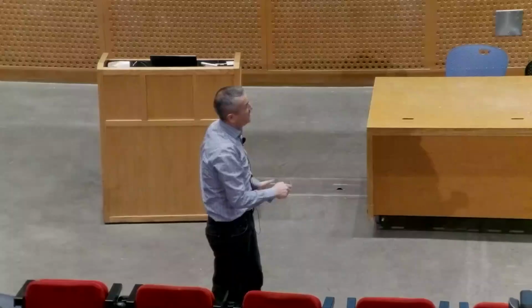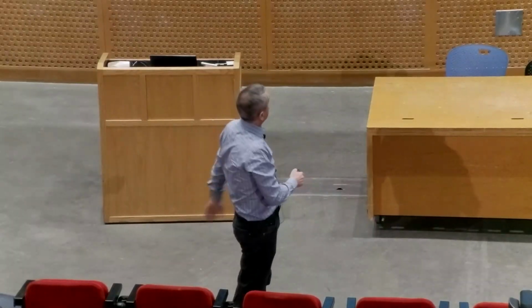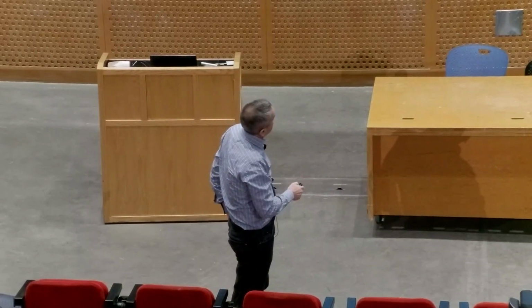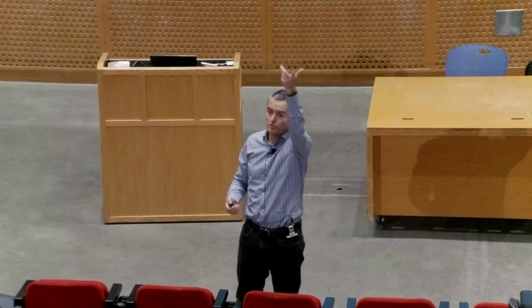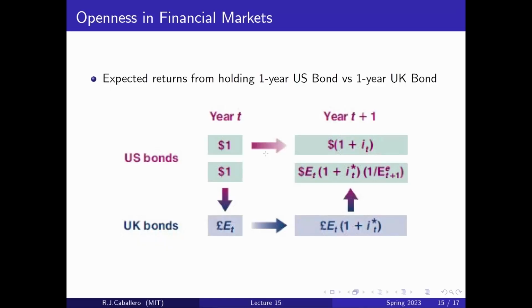And the best I can do here, we're not going to open forward markets or anything, is divide by the exchange rate next year to convert from pounds to dollars. I don't know the exchange rate of next year. So the best I can do is use the expected exchange rate. So I divide this by the expected exchange rate next year, and then that's my return in dollars of having gone the UK bond route.